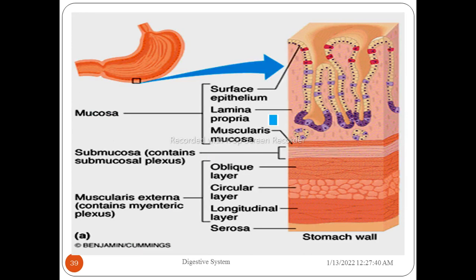Before that, let me tell you about the layers. When you cut this in section like this, there is the mucosa. This is known as the surface epithelium, this one is the lamina propria, whereas this one is the muscularis mucosa. This area is the submucosal plexus, and this area is the muscularis externa, divided into 3: oblique layer, circular layer, and outer longitudinal layer, and finally this is the serosa.